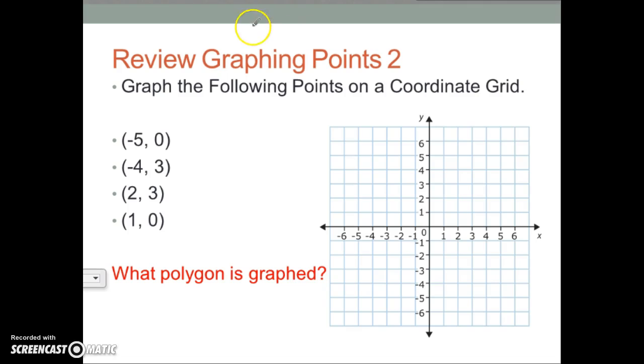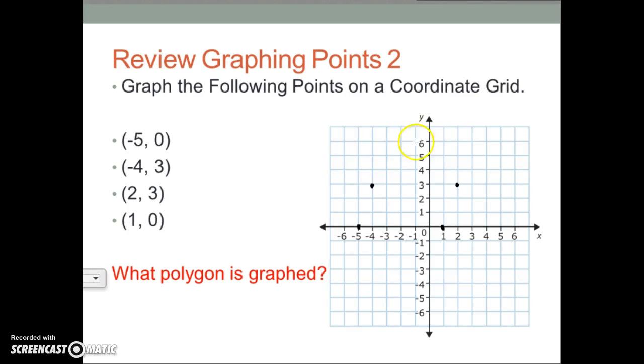Let's look at another example. If we plot these 4 points, what four-sided polygon is going to be graphed? So -5, 0, -4, 3, 2, 3, so to the right 2, up 3, and to the right 1, and then at 0.